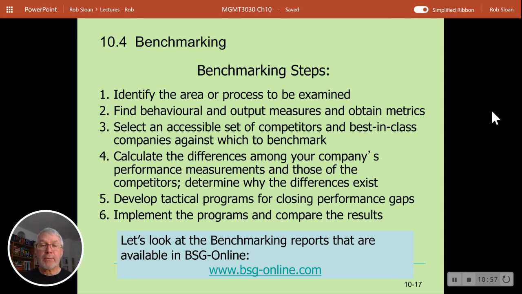Within BSG Online, there are a number of benchmarking reports that are available. I'll let you examine those, always on the left-hand side, looking at the industry and comparing against your company's results.